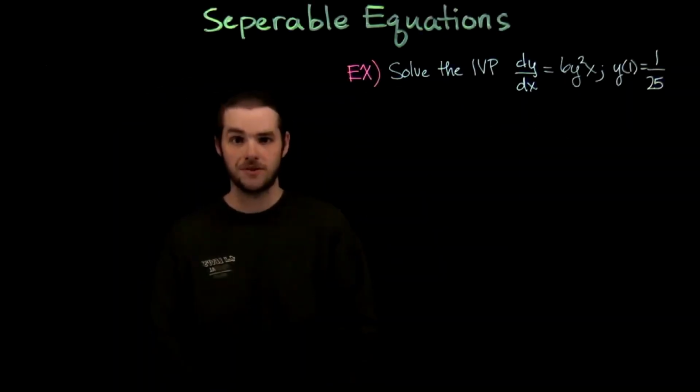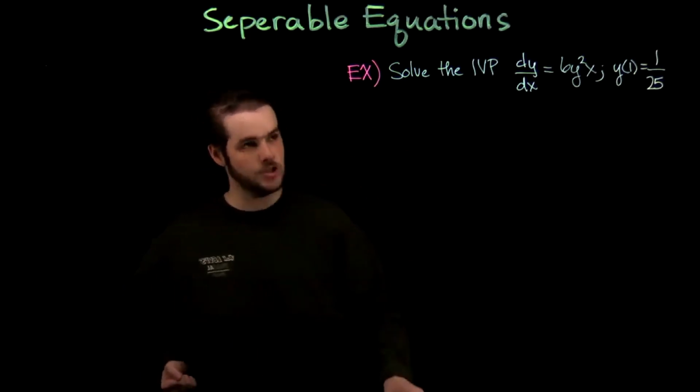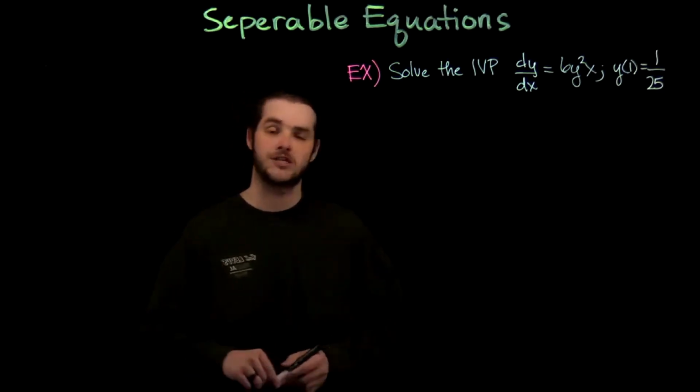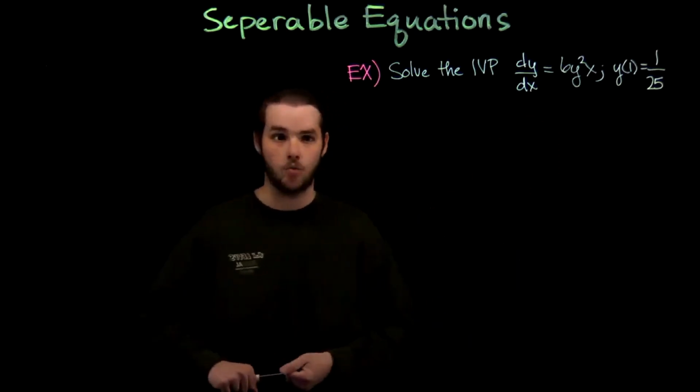Now, separable equations are actually especially nice to work with because they can be solved in two logical steps: separate, then integrate. Let's take a look at an example, and let's try solving the initial value problem dy/dx equals 6y squared x, subject to the initial condition that y of 1 has to equal 1/25.